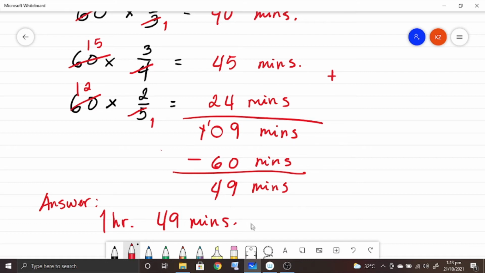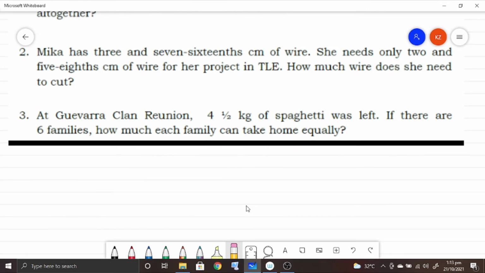Okay, so let's proceed to number 2. Okay, so for number 2, Micah has 3 and 7/16ths. So, meron daw siyang 3 and 7/16 centimeters of wire. She needs only 2 and 5/8 centimeters of wire for her project in TLE. So, how much wire does she need to cut?